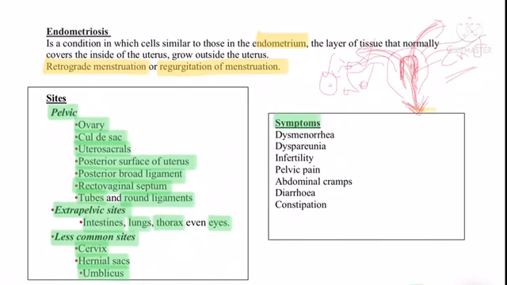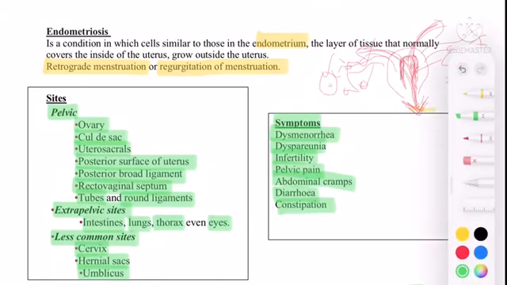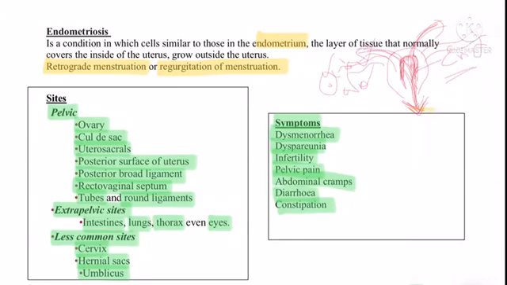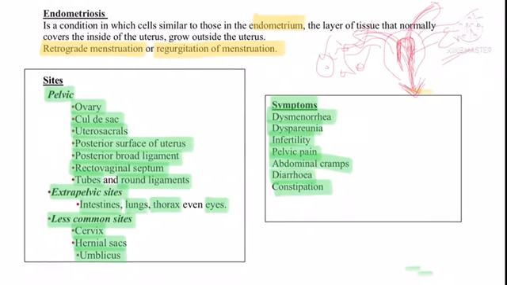And what are the symptoms that we can see in a case of endometriosis? There may be dysmenorrhea, pain during menstruation; dyspareunia, pain during intercourse; infertility, pelvic pain, abdominal cramps, diarrhea, and constipation. These are some symptoms, but the main symptoms you usually see are dysmenorrhea, dyspareunia, infertility and pain. Today we will talk only about the causes of infertility in endometriosis in great detail.